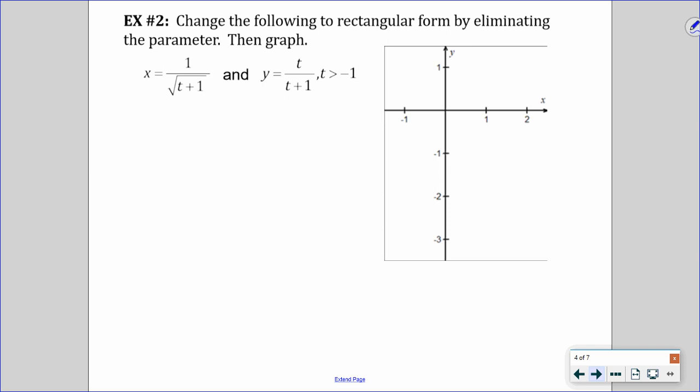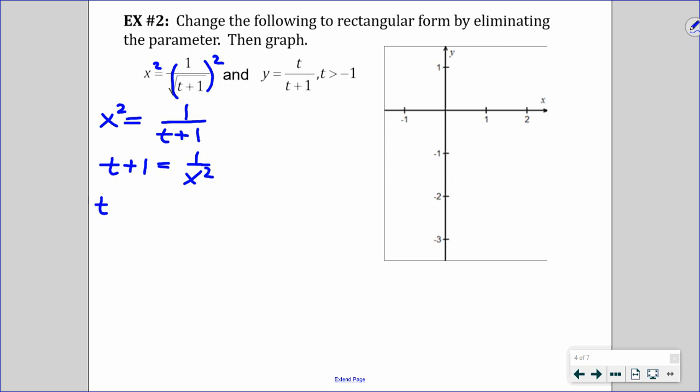So if I were to solve for t, to get rid of that square root, I would go ahead and square both sides, which will give me x squared equals 1 over t plus 1. Then I would multiply by t plus 1 on both sides, but then I'd have to turn around and divide by x squared. So we'd end up with t plus 1 equals 1 over x squared.